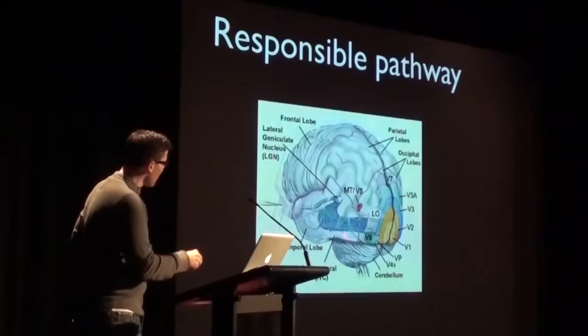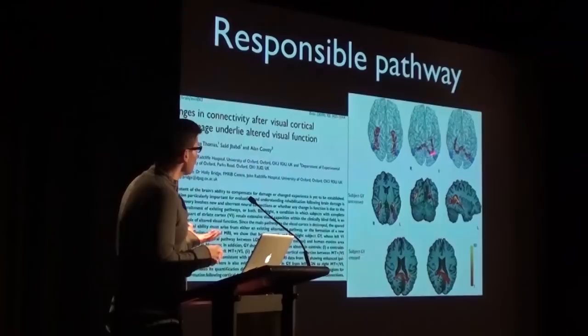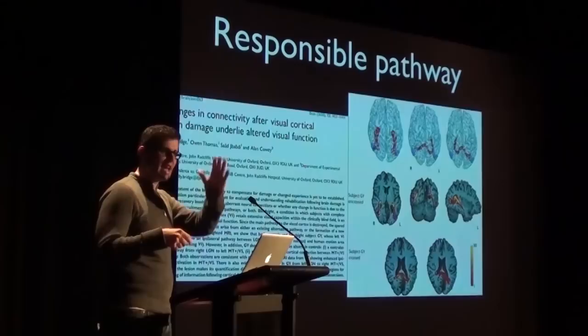So there's been a few hypotheses bounced around in the journals. This is patient GY, and they've shown that, I know it's rather complex to understand, but there was a pathway from that middle part of the brain, the geniculate, to area MT.